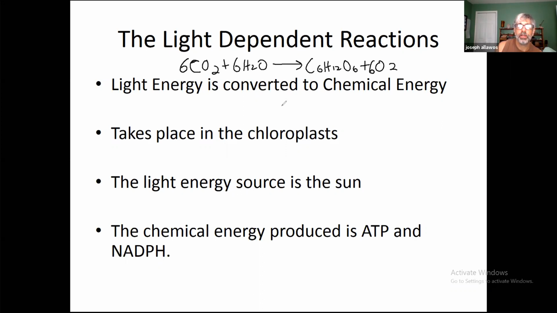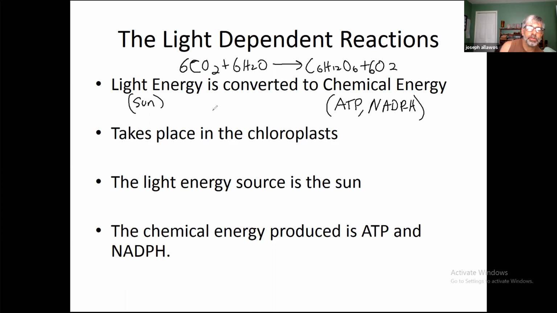So light energy, in the light-dependent reactions, is being converted to chemical energy. Well, you could imagine the light energy is in the form of the sun. The chemical energy you might think is glucose, but we're not quite there yet. The chemical energy, it turns out, is in the form of these 2 molecules: we're going to make some ATP, and we're going to make some NADPH. So we're storing energy in these chemical energy molecules. This is very important, okay?